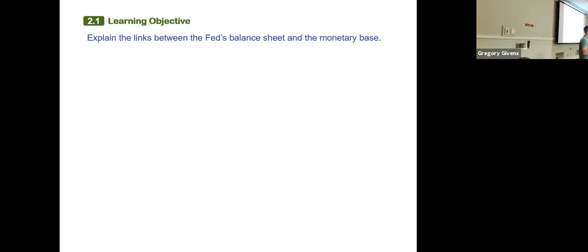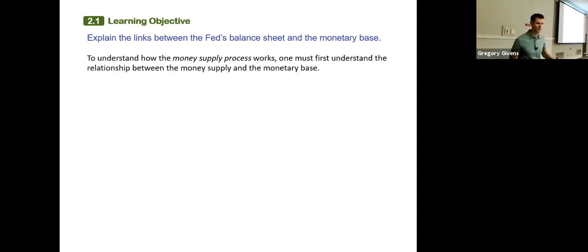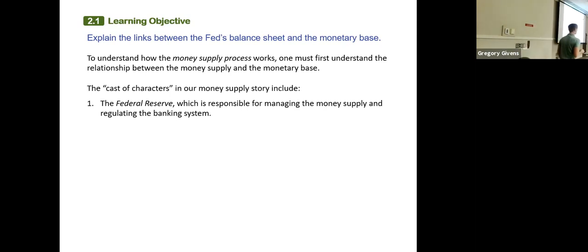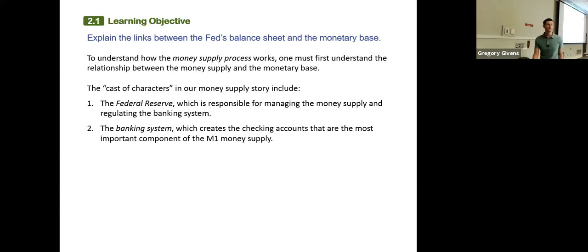Our model of the money supply process also has a cast of characters that behave in certain ways. So let me talk about who that cast of characters is and what exactly they do in this model. First off, the most important one, I think, of course, is the central bank or the Federal Reserve. That's the character in our model that is going to be responsible for trying to manage the money supply and, of course, regulate the banking system. They're going to play a key role in the money supply process. But that's not the only character. What's another one? The private banking system.